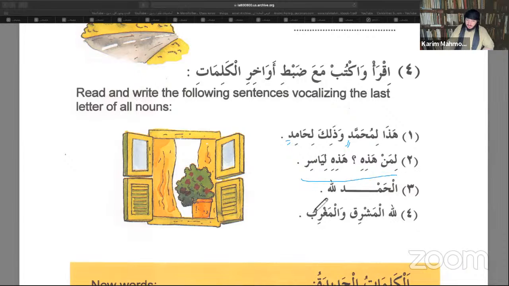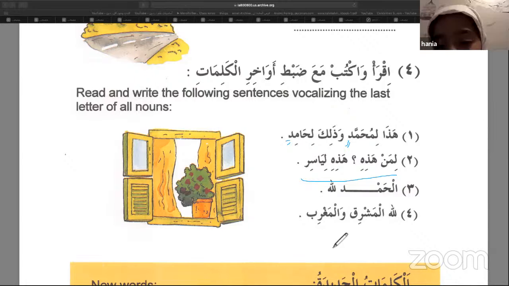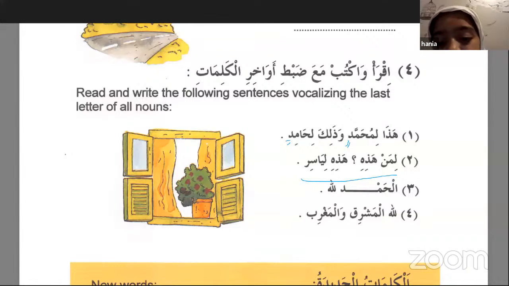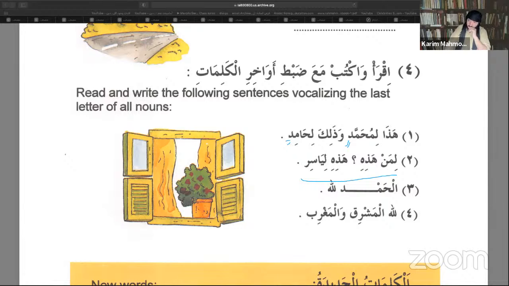Hania. Read Hania. لمن هذه لياسر. لمن هذه? What does that mean? Who is this for? Yes, لمن هذه? Who is this for? And then continue. هذه لياسر. What does that mean? This is for Yasser. Great. This is for Yasser. Okay, super.